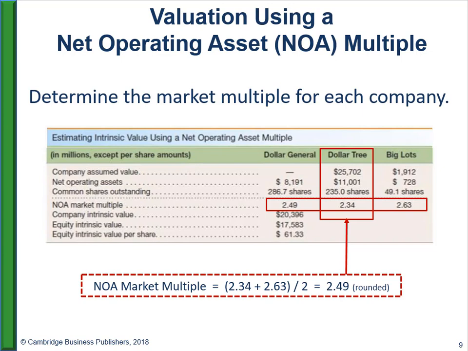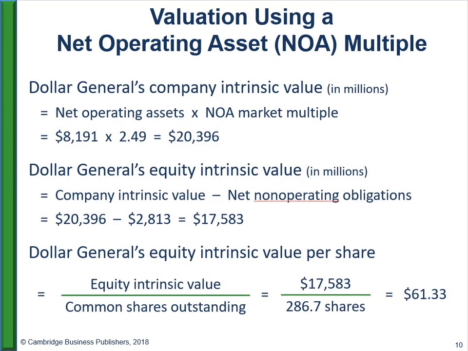So what we can do is take Dollar General and Big Lots at 2.34 and 2.63 and average those two to get 2.49. So Dollar Tree currently trades at 2.34. We know that its peer group or its closest comps trade at 2.49. What would Dollar Tree's value be if it traded in line with its peer group, meaning a net operating asset multiple of 2.49? That's the question at hand. If we go to the next slide here, we can see that calculation.